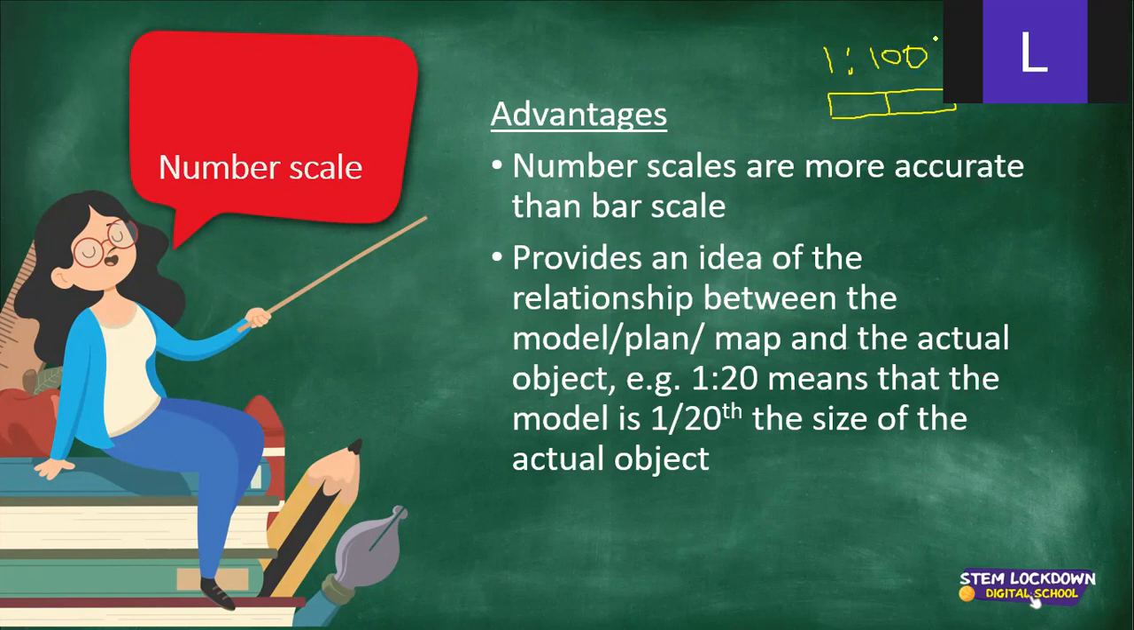So this one is more accurate than this. Another advantage is it provides an idea of the relationship between the plan and the actual object. For example, 1:100. So you know that the picture or your map will be 100 times smaller than the actual area. So it is actually easy to work with in that way. If it's 1:100, that means your paper is 100 times smaller than the actual land or the actual area that you're looking at. So those are the advantages of a number scale.